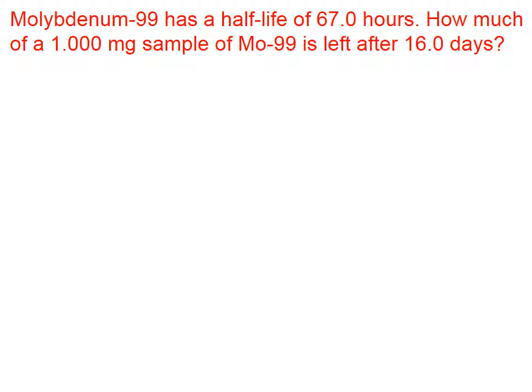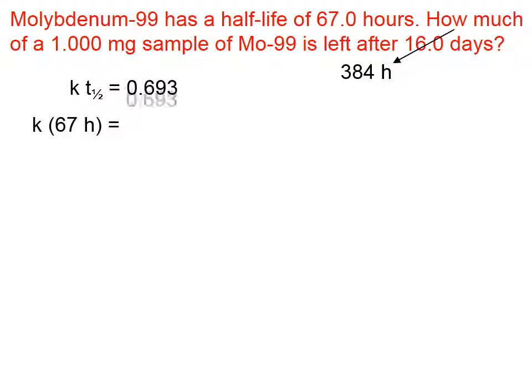So let's try an example. Molybdenum-99 has a half-life of 67 hours. How much of a 1 milligram sample of molybdenum-99 is left after 16 days? First, because we have hours and we have days, that's not going to work, so I'm going to convert 16 days into hours. Then, since we know the half-life, we can figure out the decay constant. And there it is. I've left plenty of significant figures there.